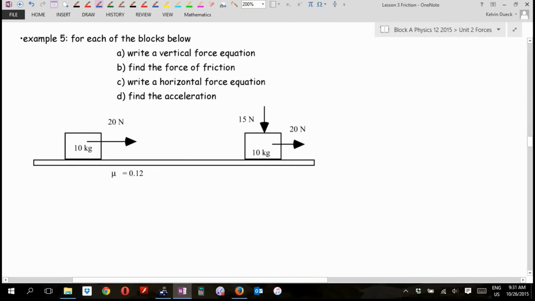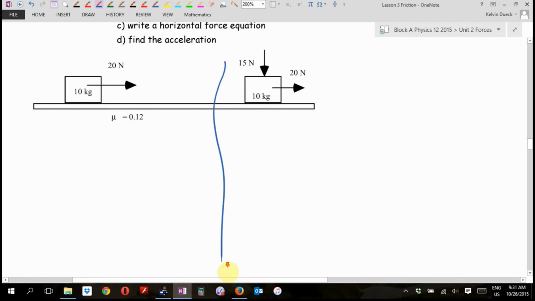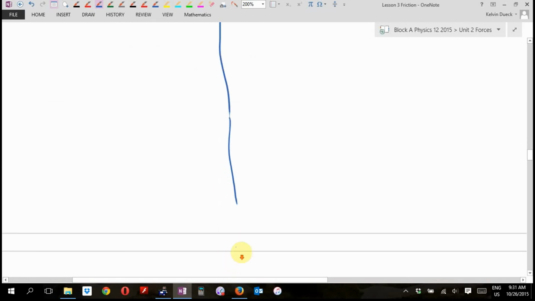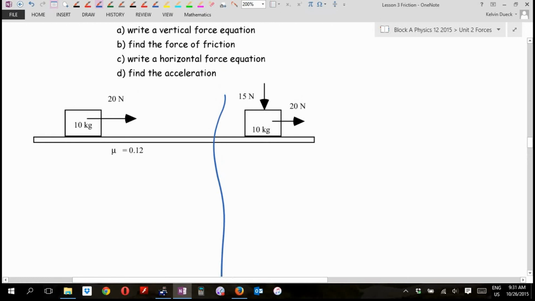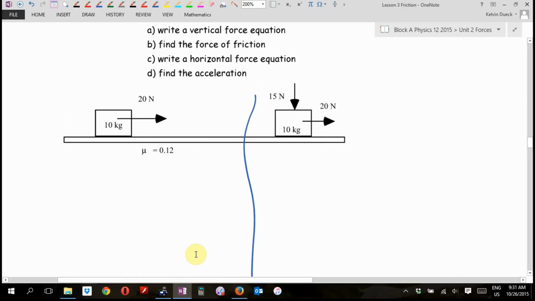So, for each of the blocks below, write a vertical force equation, find the force of friction, write a horizontal force equation, and then find the acceleration. You know what? There's 2 questions. I'll divide my page in 2. Well, wait a minute. Jake, did they give me a picture of each block? Then rather than do a separate free body diagram, I'll do a free body diagram beside them in this case, just so you can see it. So here's one. Here's the other one. Let's do the left-hand one first.